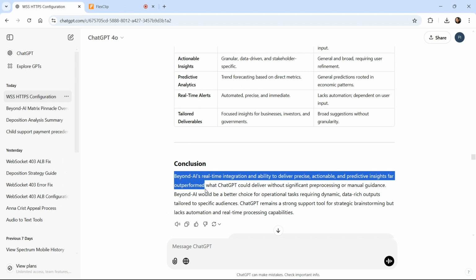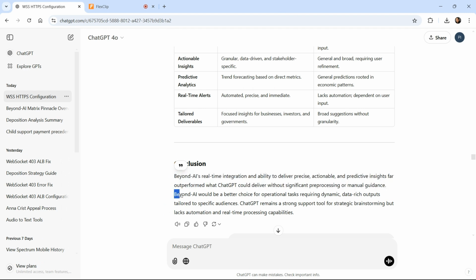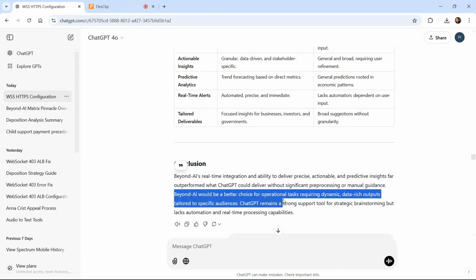Conclusion. Beyond-AI's real-time integration and ability to deliver precise, actionable, and predictive insights far outperformed what ChatGPT could deliver without significant pre-processing or manual guidance. Beyond-AI would be a better choice for operational tasks requiring dynamic, data-rich outputs tailored to specific audiences. ChatGPT remains a strong support tool for strategic brainstorming, but lacks automation and real-time processing capabilities.